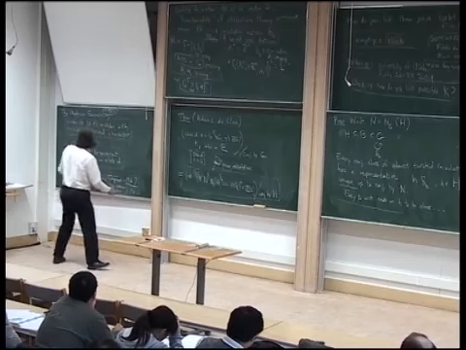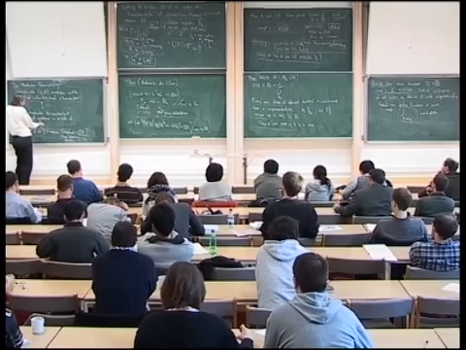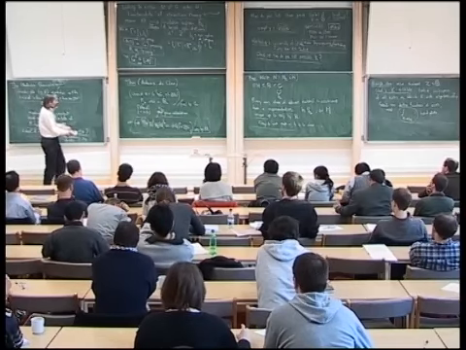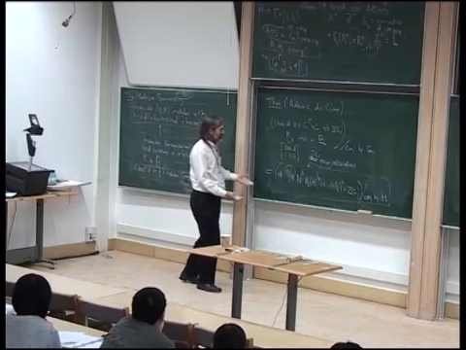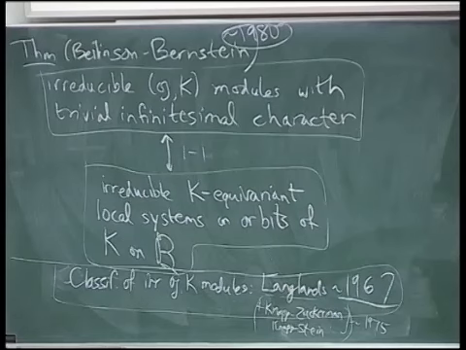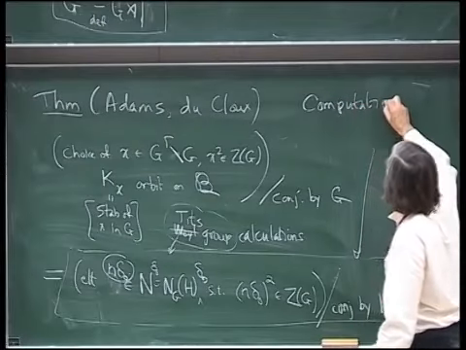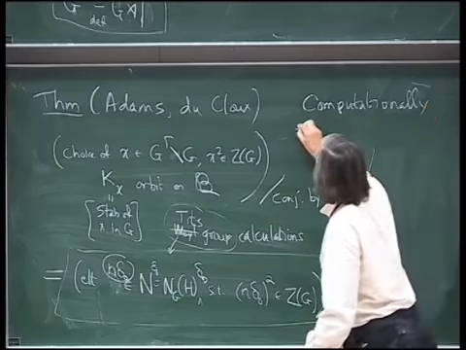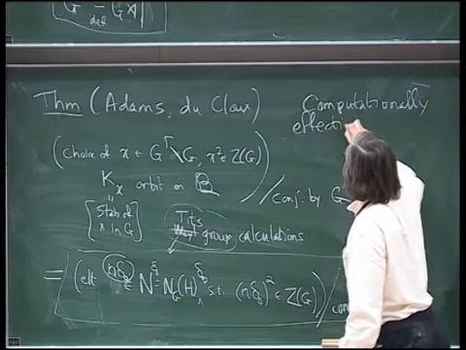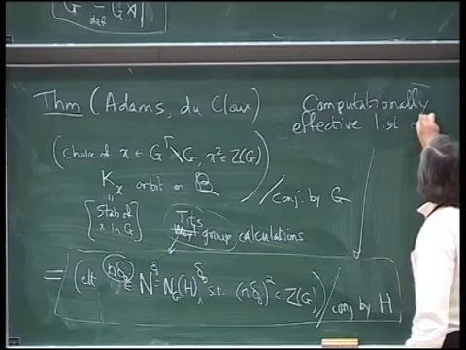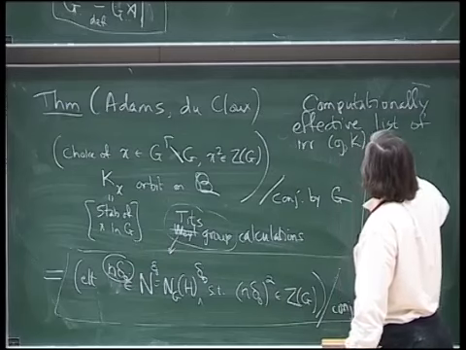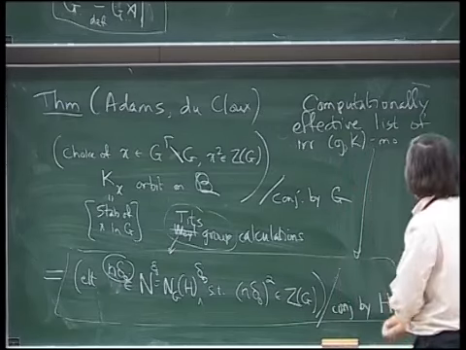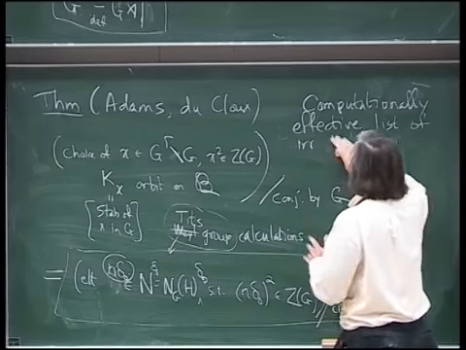So this is, well, what I want to say is that this is a sort of computationally effective list of these irreducible (g,K) modules. Well, I haven't, sorry. Yeah, you're right.